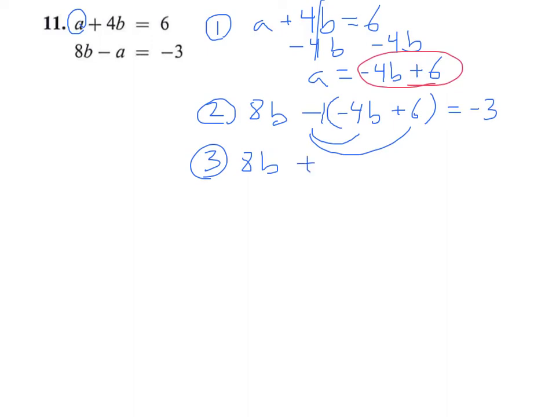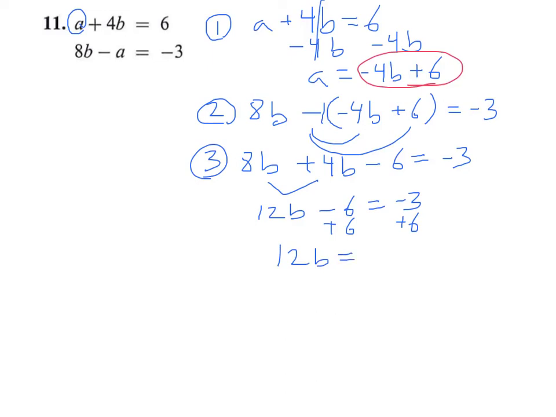Third step is solve. So let's go solving. 8B plus 4B minus 6 equals negative 3. Combining these two, we get 12B minus 6 equals negative 3 plus 6. Oh, so 12B equals 3. We're going to have a fraction here. Divide by 12, and we get B equals 1/4. Just reducing this by 3.